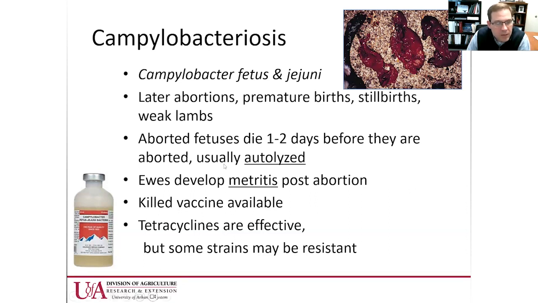There is a killed vaccine that's available that you can give females prior to the breeding season, to try and help boost their immunity against Campylobacter. This one's also sometimes called vibriosis. So you may have heard it called that. Now, we have vibriosis in cattle, and then this one gets called vibriosis in sheep sometimes. And the bug is a different subspecies, so it's just a little bit different than what affects cows compared to small ruminants.